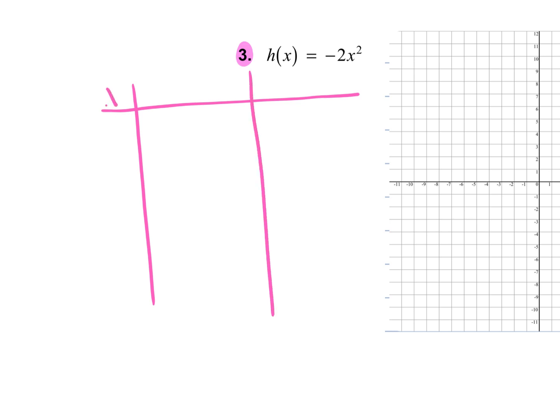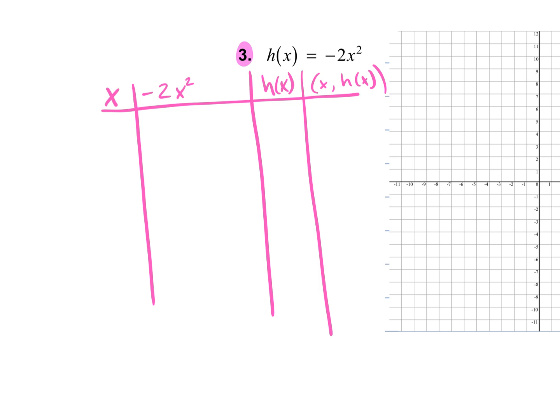So we're going to plug in values for x into our equation, negative 2x squared. And we're going to get values for, it calls it h of x, which is just our y. And then we're going to have our points x comma h of x, which is just x comma y. Well, that is crooked, but let's plug in values for x.